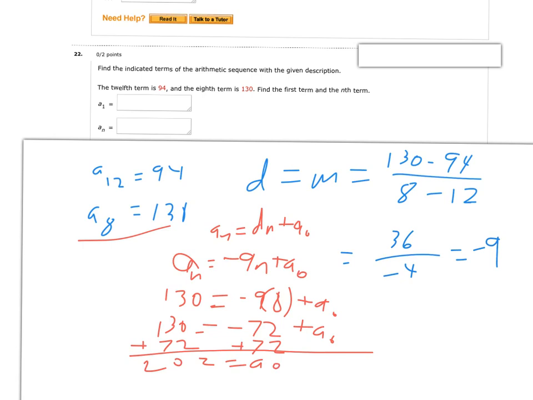So now I can write my formula, which I know is actually the second part here, but that's okay. -9n plus 202. And then that makes it really easy to find a sub 1 because I'll just plug in a 1. That'll be -9 plus 202, which would be 193.